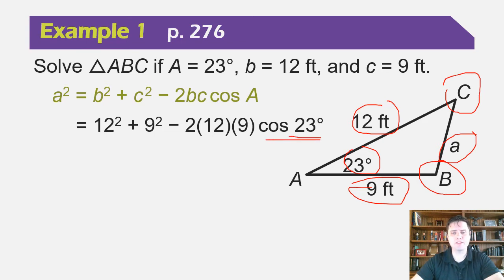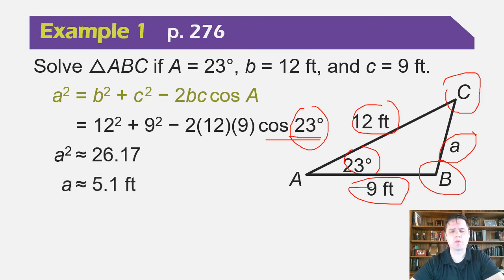Do remember, guys, you have to make sure that your calculator is in degree mode when you type this in. If you're still in radians, you're going to get problems. So make sure that you are in degree mode when we're taking cosines of a degree measurement. If you do that, you'll get a squared equals this. And then we just take the square root, and we get roughly 5.1 feet.